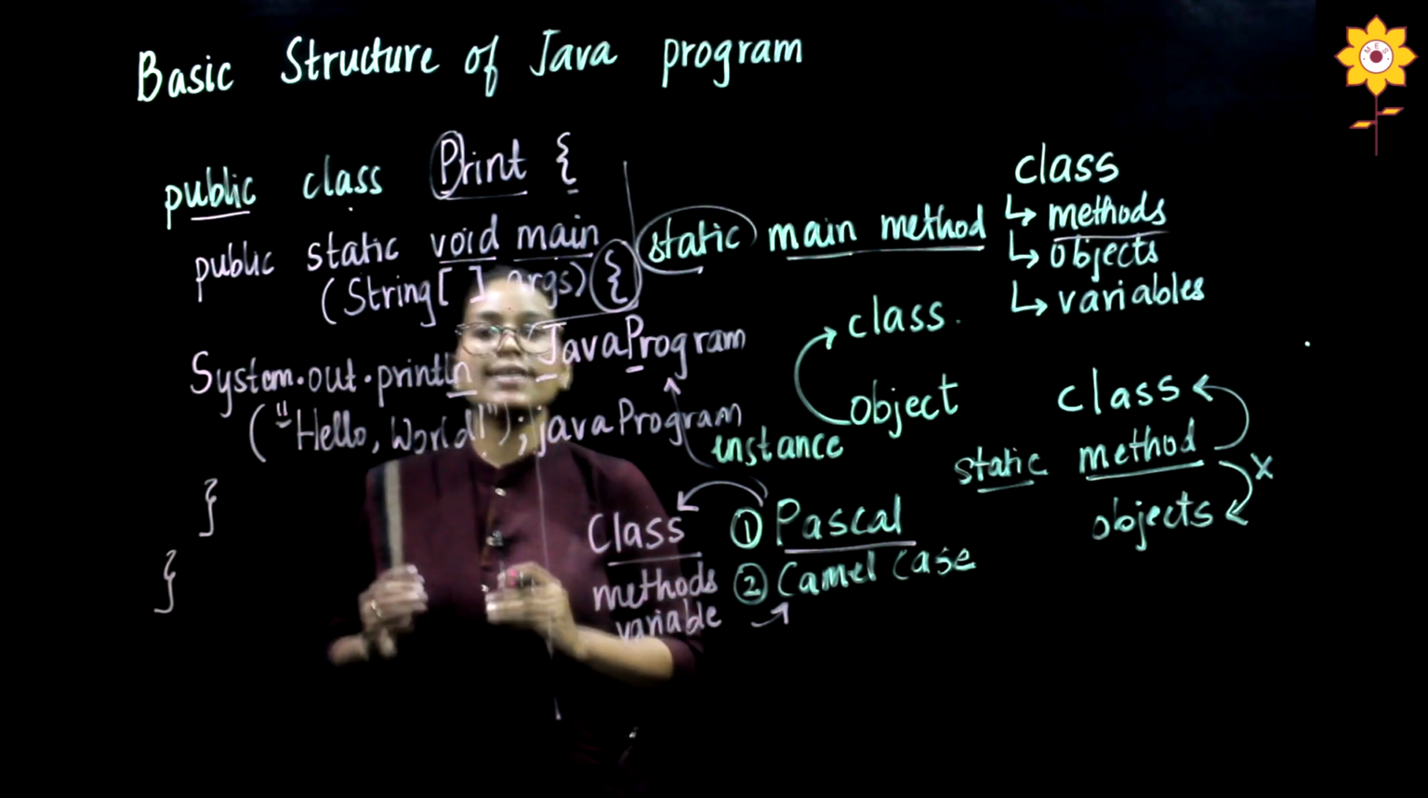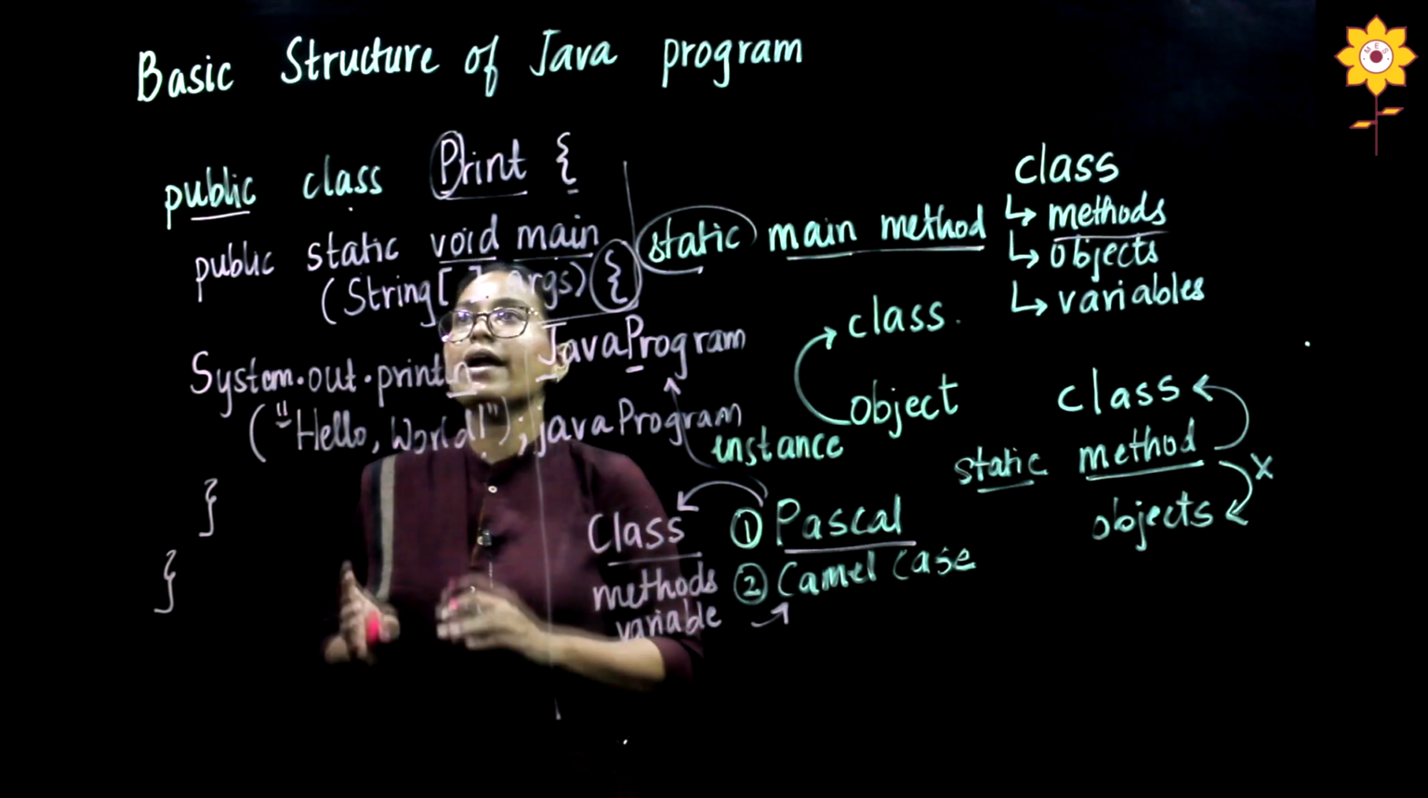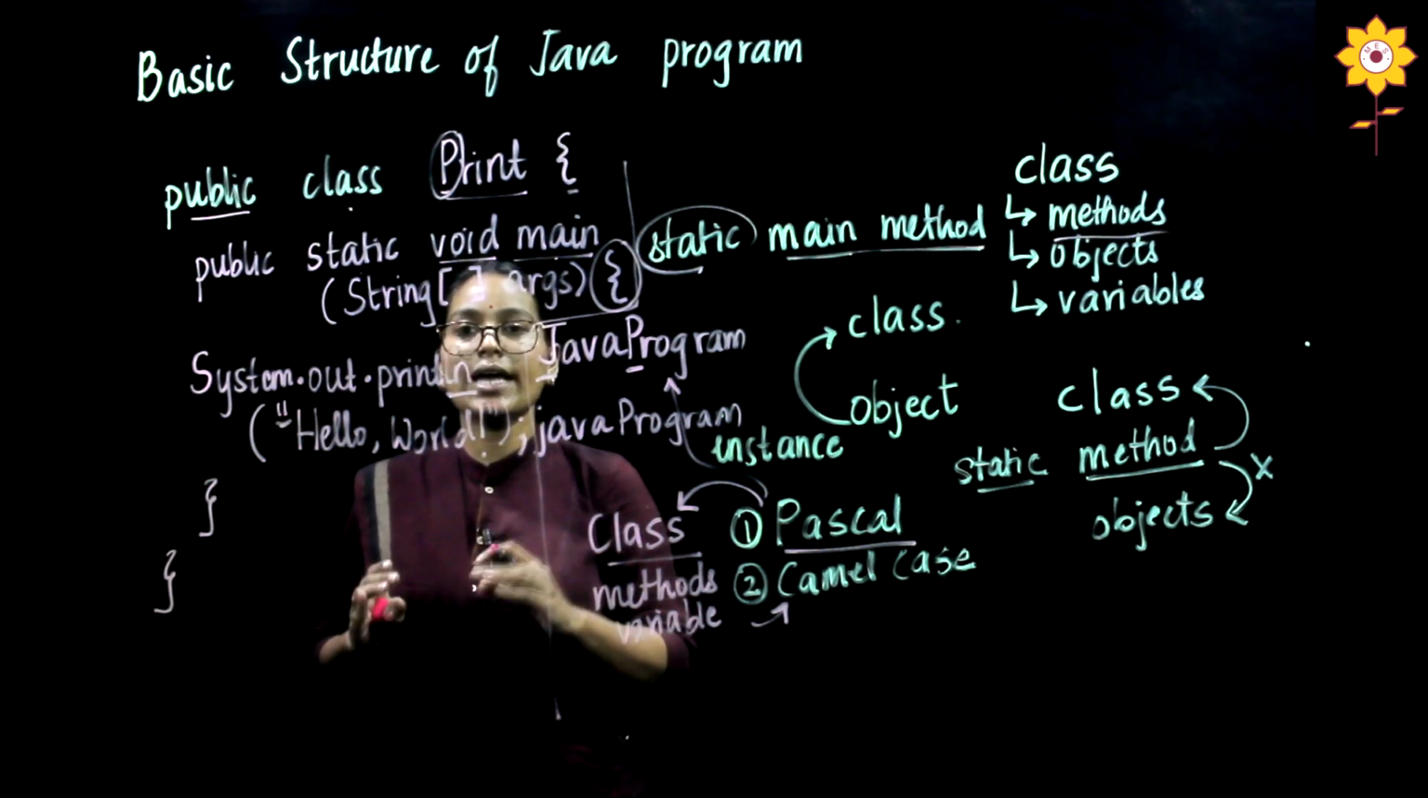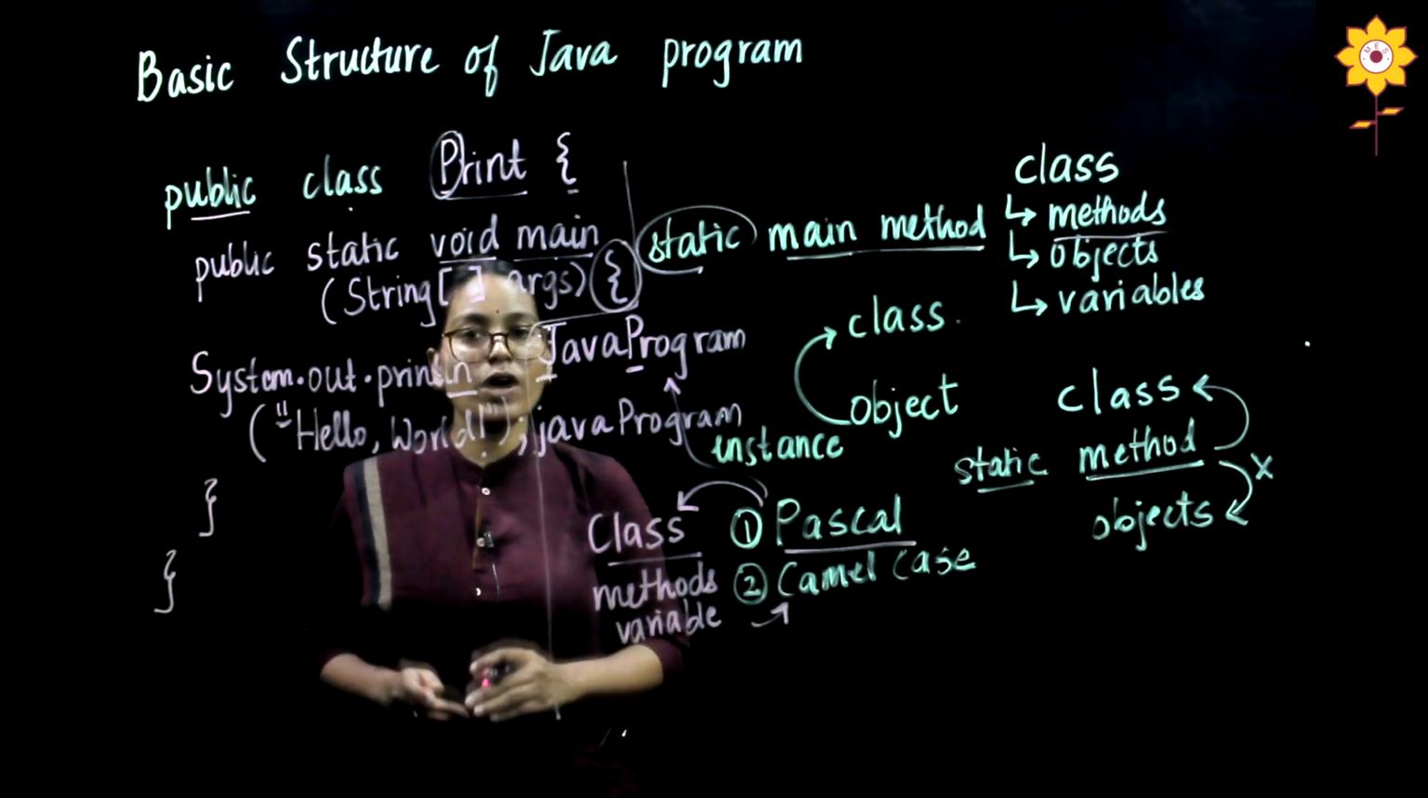So, this is the basic structure of a Java program, and I have tried to explain everything that is there in this particular program. I hope you have understood it.